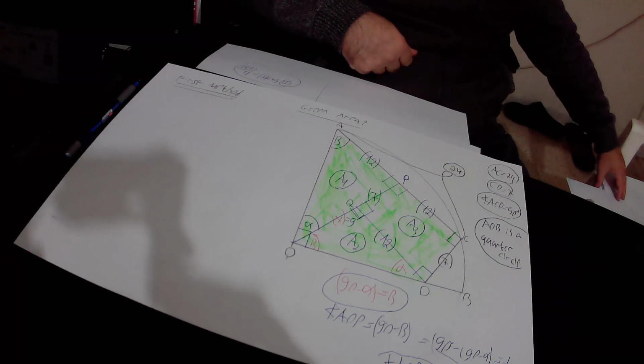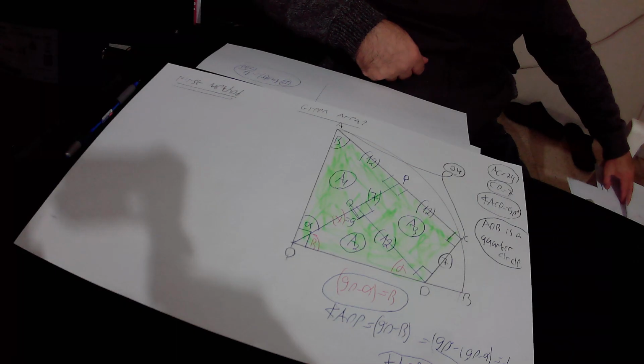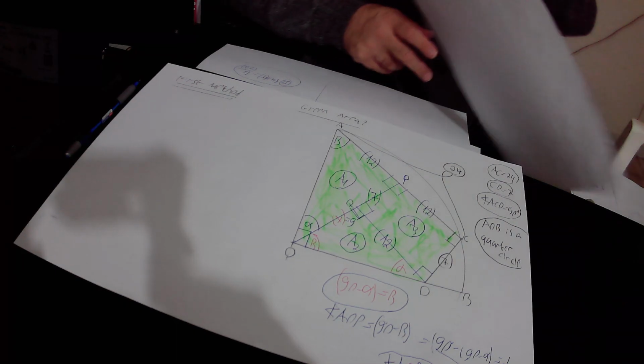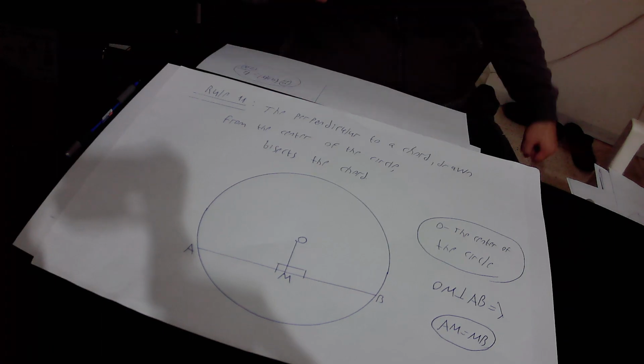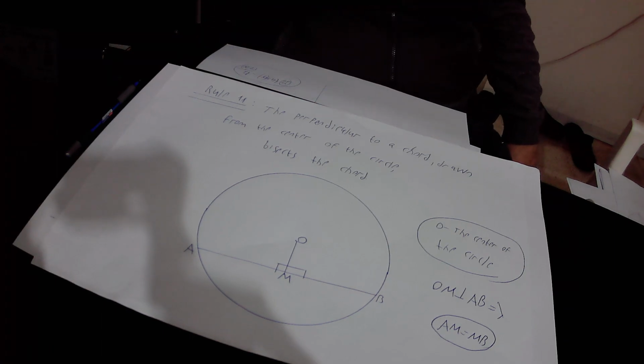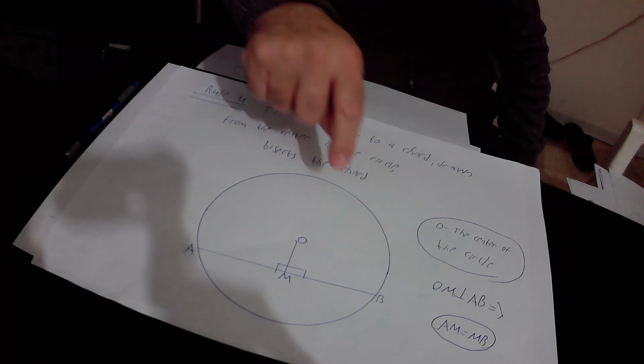And here we have rule number 11. According to rule number 11, the perpendicular to a chord drawn from the center of the circle bisects the chord. Point O is the center of the circle.